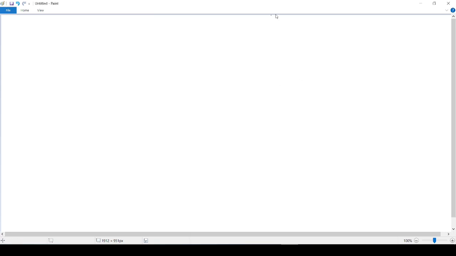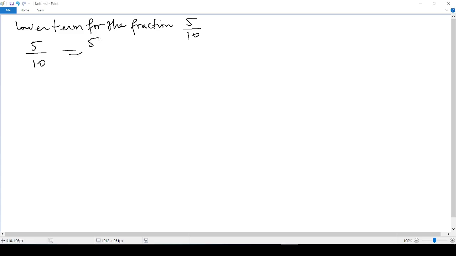So let's do more examples. Find the lower term for the fraction 5 over 10. So how do we do this? 5 over 10. What is the common factor that we have here? We identified 5. So we can divide 5 by 5, and we can divide 10 by 5. Same number, 5. And our result is 5 divided by 5 is 1, 10 divided by 5 is 2.